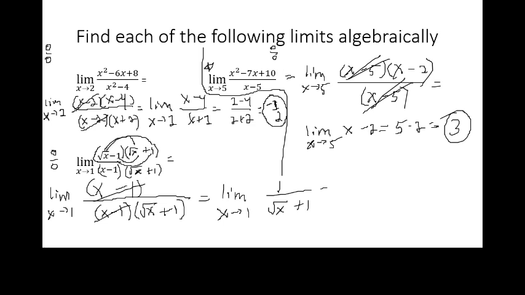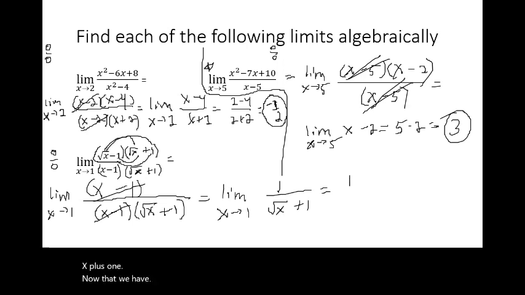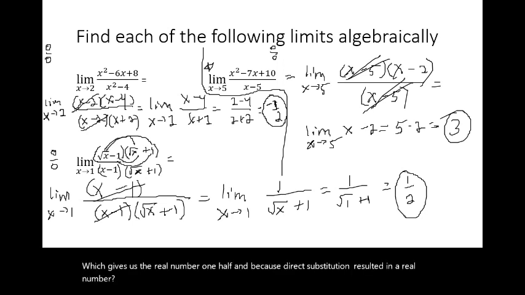Now that we have fully simplified, let's try direct substitution again. So that will give us 1 over the square root of 1 plus 1, which gives us the real number 1/2. And because direct substitution resulted in a real number, 1/2 is our final answer, so our limit is equal to 1/2.